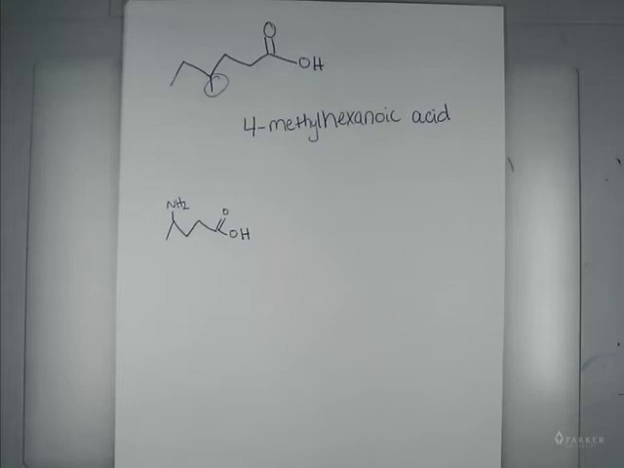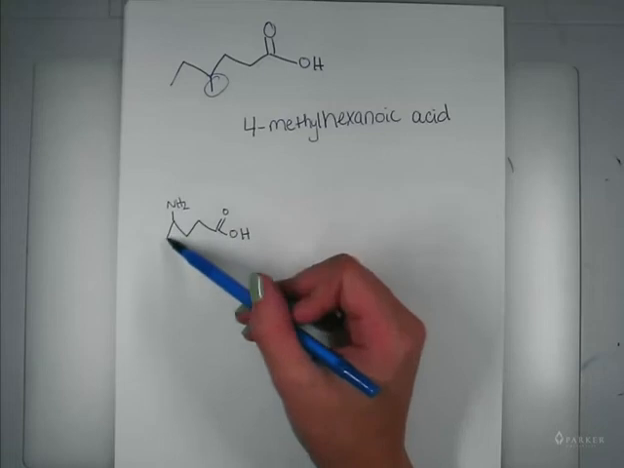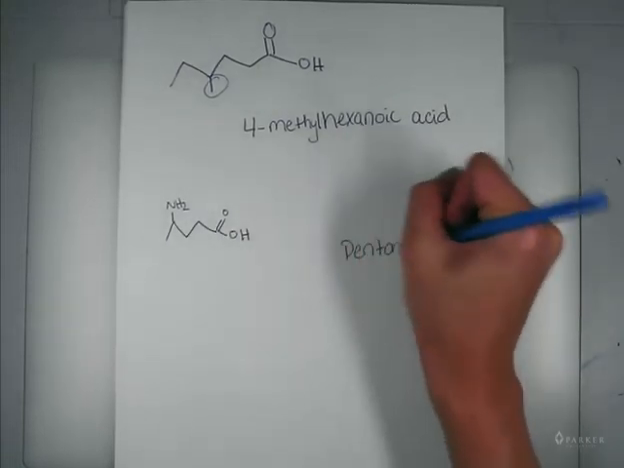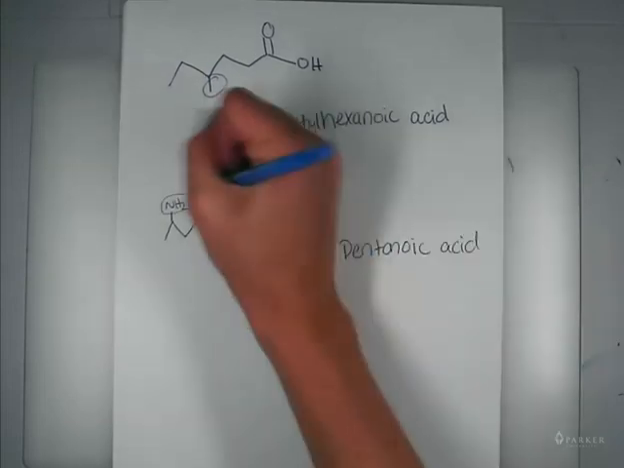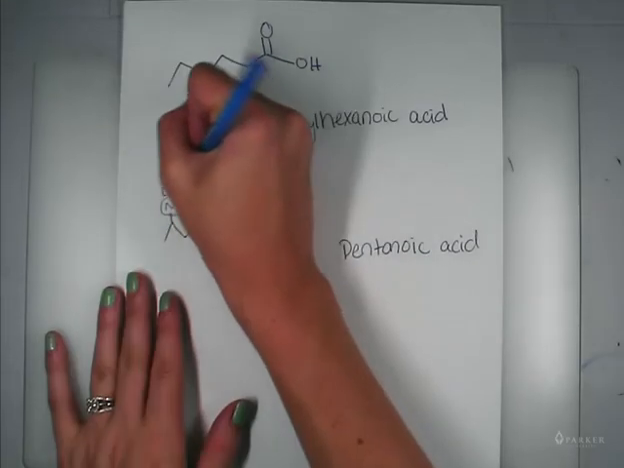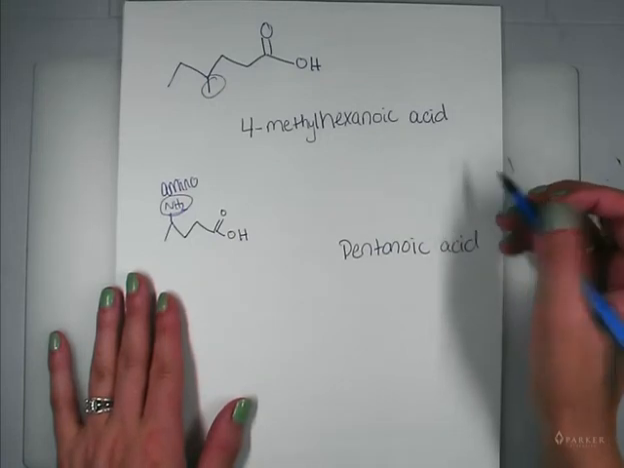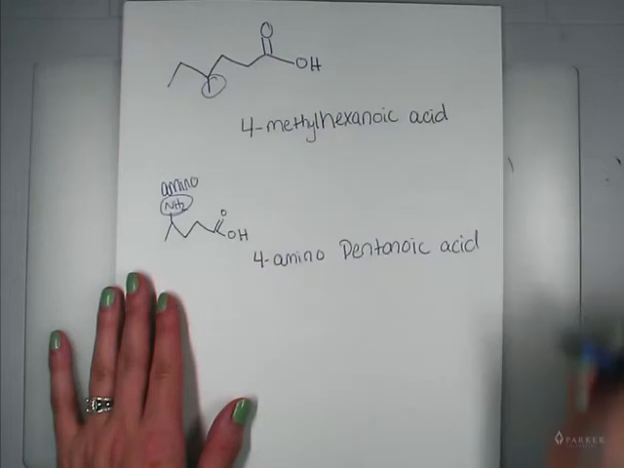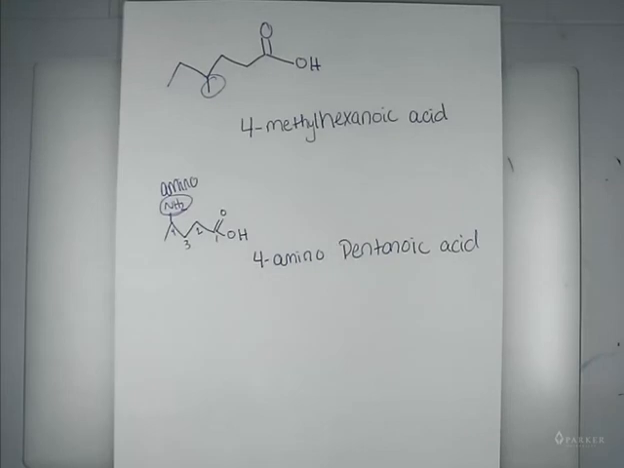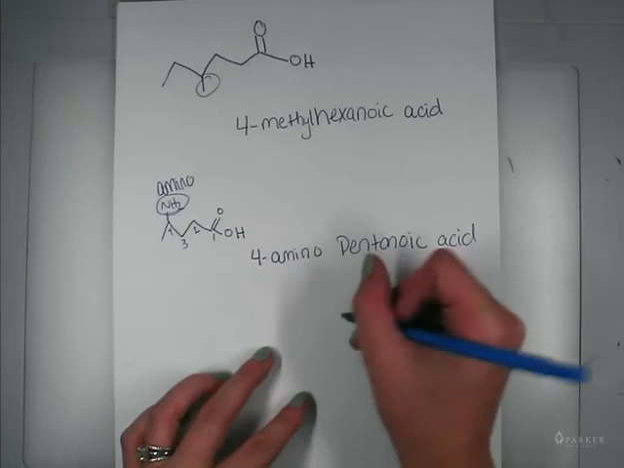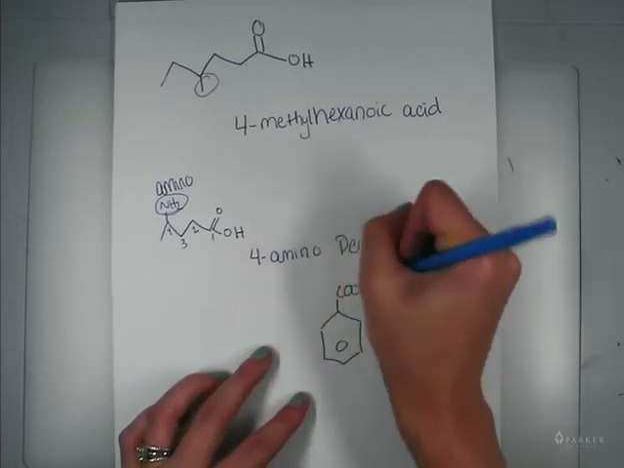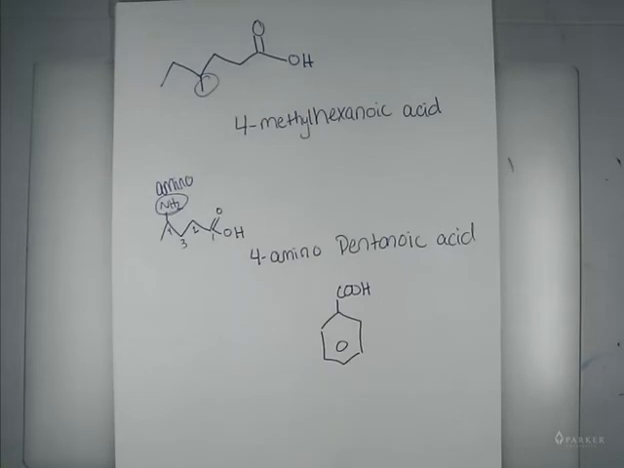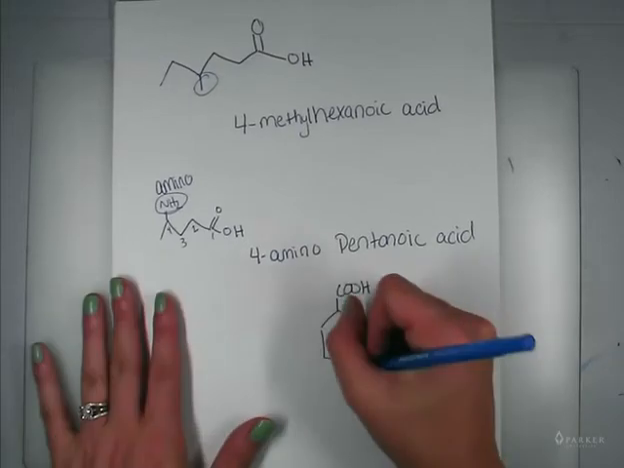What about this one? How many carbons? 5, so that's pentanoic. And then how'd you say you named that part there? Amino. And what number is that on? 4. So 1, 2, 3, 4. 4-amino pentanoic acid. What is this called? Benzoic acid.